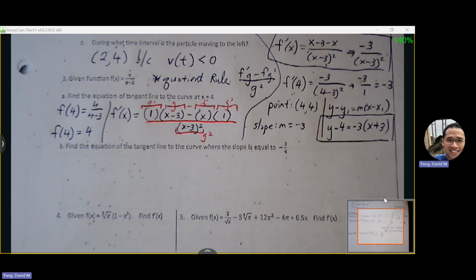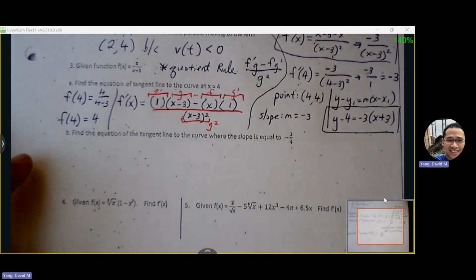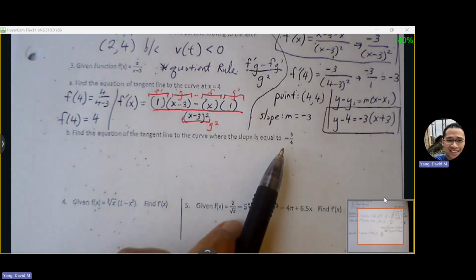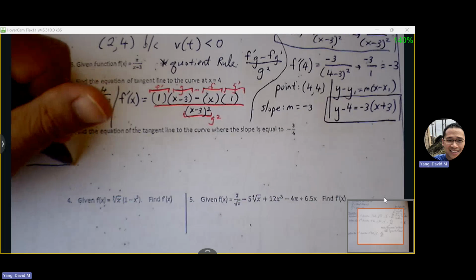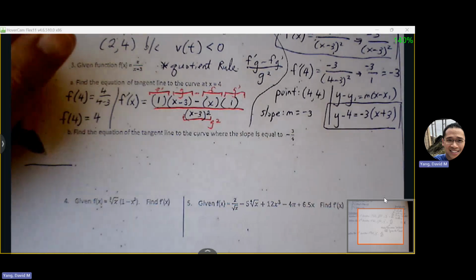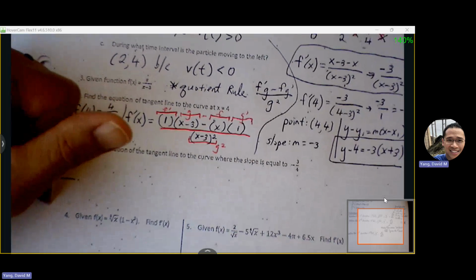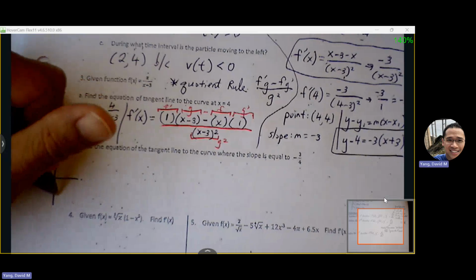Okay, part B says find the equation of the tangent line to the curve where the slope is equal to negative 3/4. So we don't have to know what the graph looks like, but just to give you an idea of what we're trying to do here, let's say the graph looks something like this.